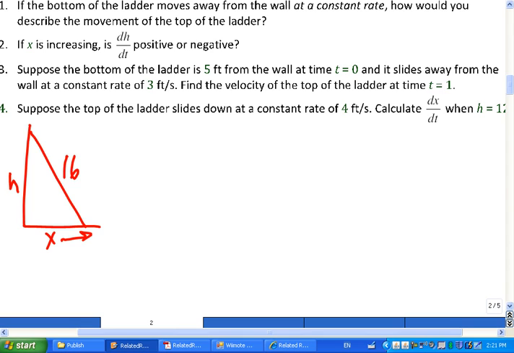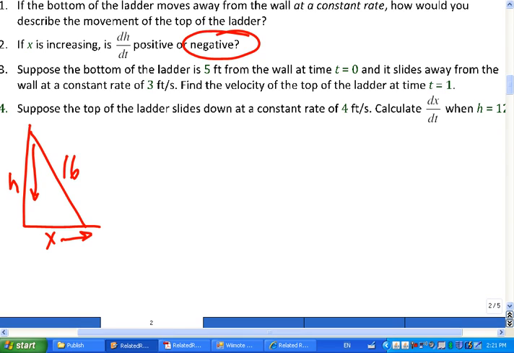Go for it, Gary. Tell us why. You're correct. Yeah, the ladder's going down. This height is getting smaller, so this would have to be negative. The change is negative because the height is shrinking.